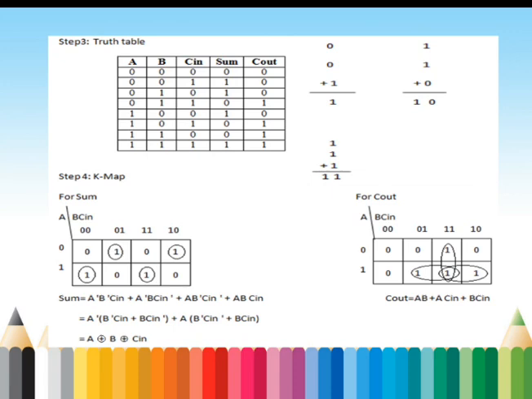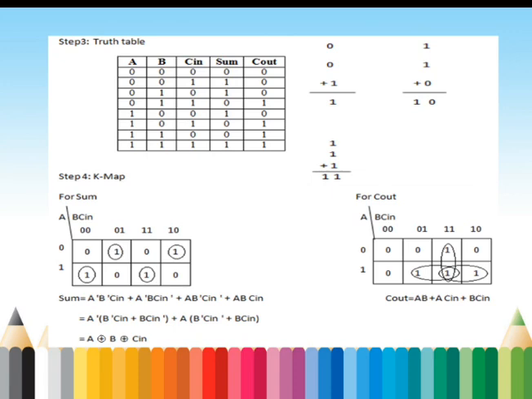So by observing the sum column, it is enabled only when the inputs are 1, 2, 4 and 7. By transferring this sum value into a K-map, grouping 1, 2, 4 and 7 individually, we have an expression for sum: A' B' Cn + A' B Cn' + A B' Cn' + A B Cn. We may simplify this equation.